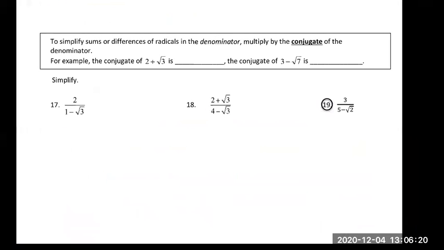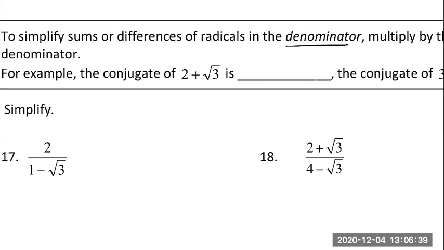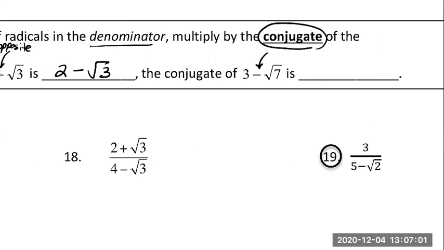Last thing we have is simplifying sums or differences of radicals in the denominator multiplied by the conjugate of the denominator. So if we have radicals in the denominator, it's not simplified. So to be able to simplify, we multiply what's called the conjugate. To find the conjugate, you take the opposite sign that separates the binomial terms. And that's the only one that you make opposite. So the conjugate of this would be 2 minus square root 3. Or the conjugate of this one, you just do the opposite of that sign. So that would be 3 plus square root 7 is called the conjugate.